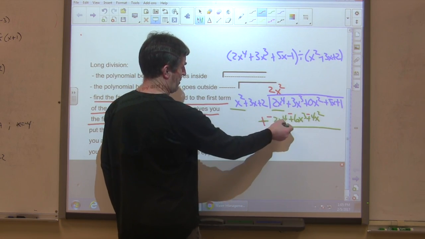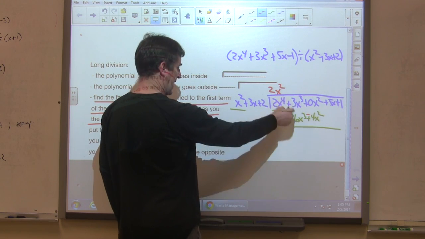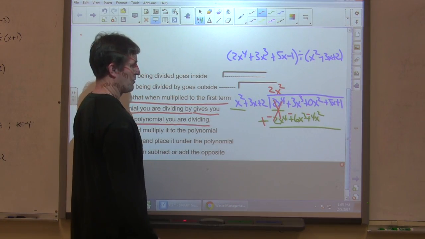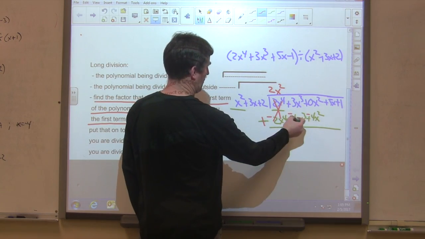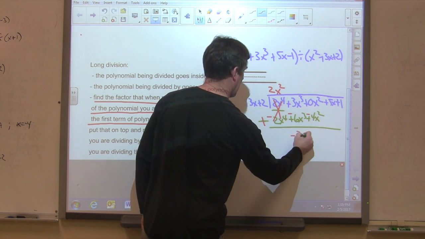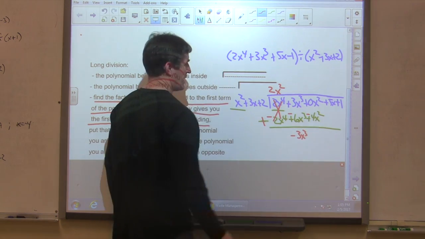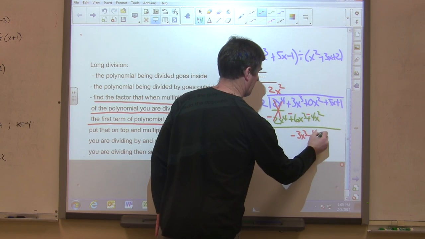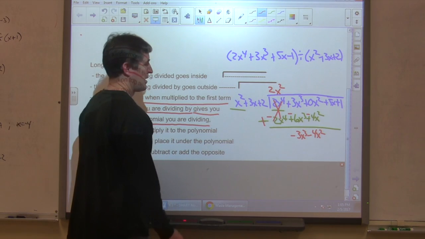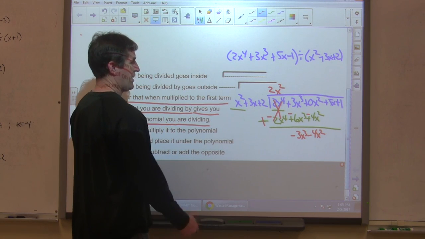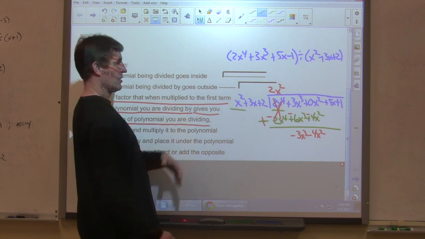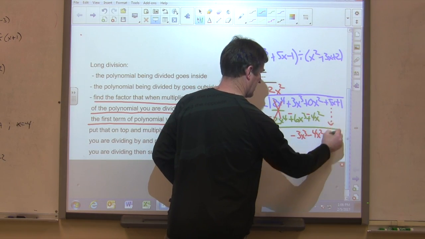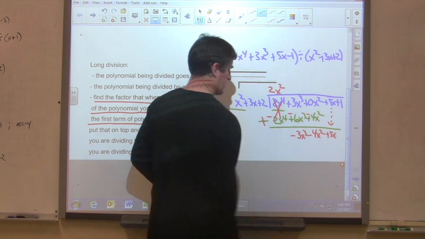So 2x to the fourth plus a negative 2x to the fourth will cancel, which will always happen. Those should always cancel, the first terms. Then we've got 3x to the third minus 6x to the third, which is a negative 3x to the third. And then 0x squared plus a negative 4x squared is a negative 4x squared. And then, just like you did with regular long division, you bring down the next part. So I'm going to bring down this 5x, so plus 5x.